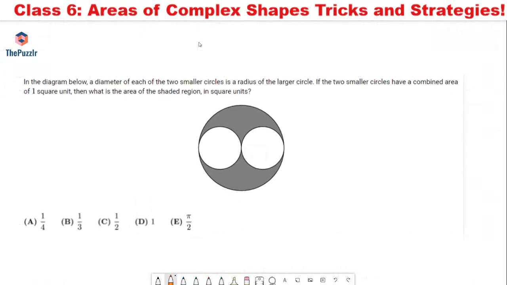In the diagram below, a diameter of each of the 2 smaller circles is a radius of the larger circle. If the 2 smaller circles have a combined area of 1 square unit, then what is the area of the shaded region in square units?